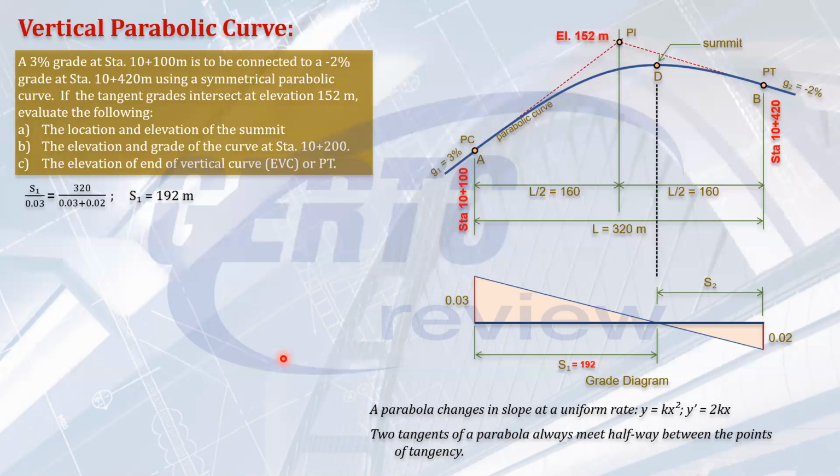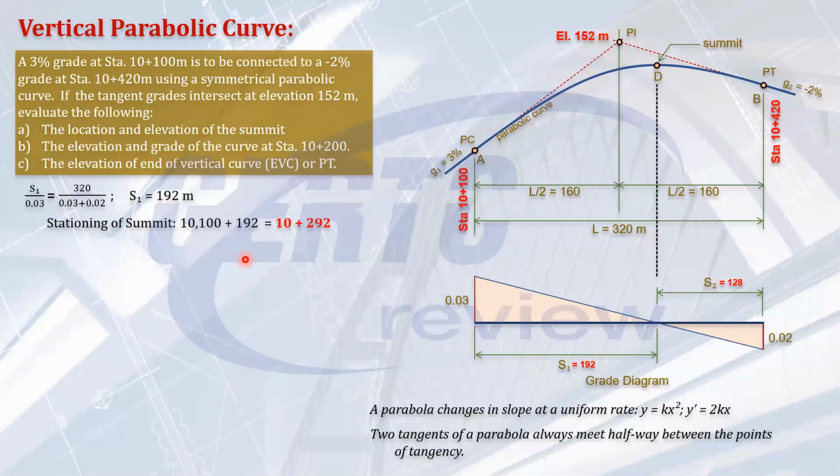There's a formula for that: L, G1 L divided by G1 plus G2. But that formula can easily be forgotten. If you know this principle, it's very easy to recall. Now that we know S1, we can have S2, that is 320 minus 192, which is 120. And we can now compute the stationing of the summit. The stationing of the summit is station 10 plus 100 plus 192, so that will give you 10 plus 292 meters. So we now have the summit of the curve.